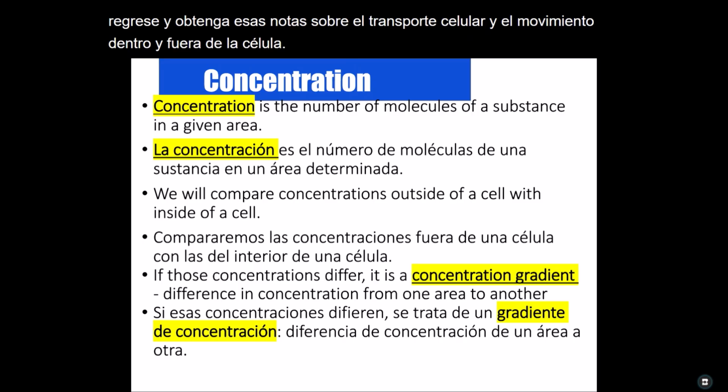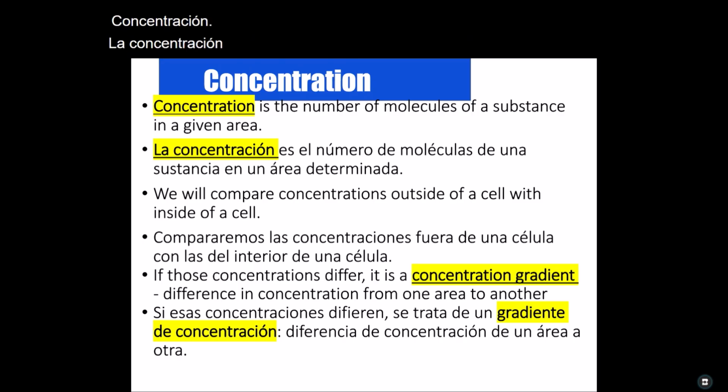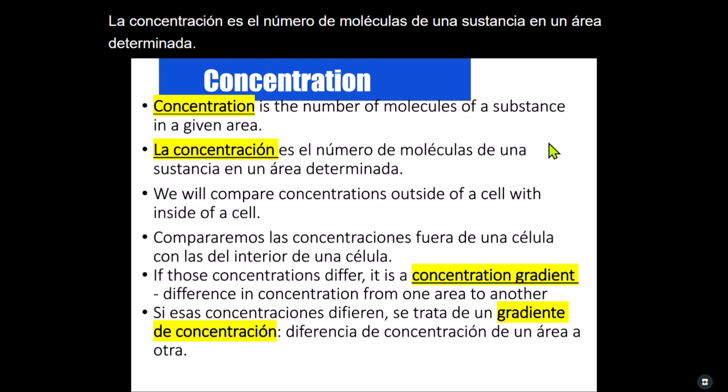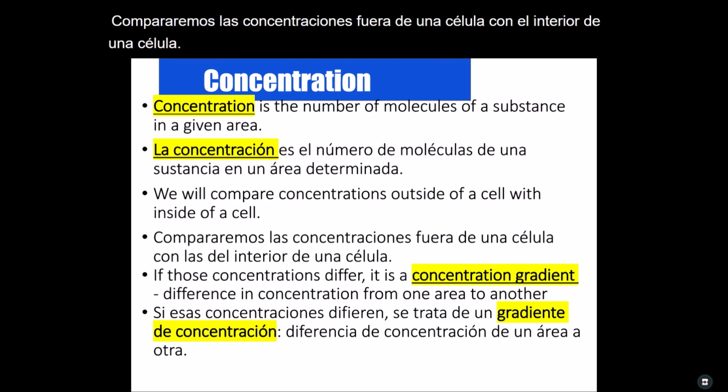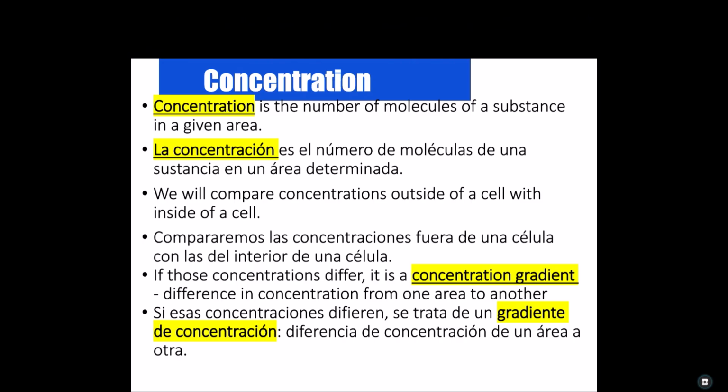Concentration. Concentration is the number of molecules of a substance in a given area. We will compare concentrations outside of a cell with the inside of a cell. If those concentrations differ, it is a concentration gradient: the difference in concentration from one area to another. That is the definition of a concentration gradient.